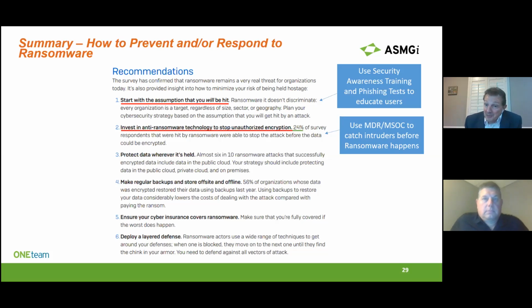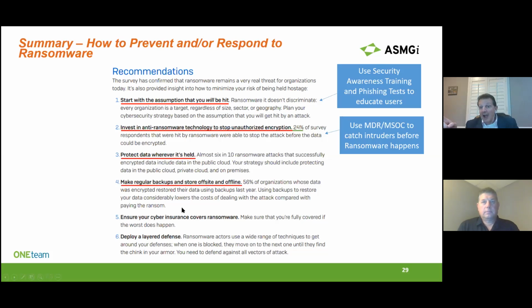The 24% stopped it, but part of me wants to say only 24%, right? If more people would do these things, I think we can stop ransomware from happening. And quite honestly, if the velocity of ransomware attacks slows down, attackers are going to find another way that they can make money, right? It'll be less popular, and it's a critical thing when ransomware happens. But protect data wherever it's held and make regular backups.